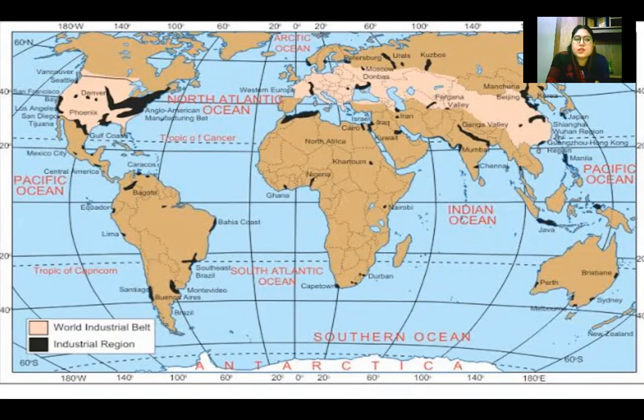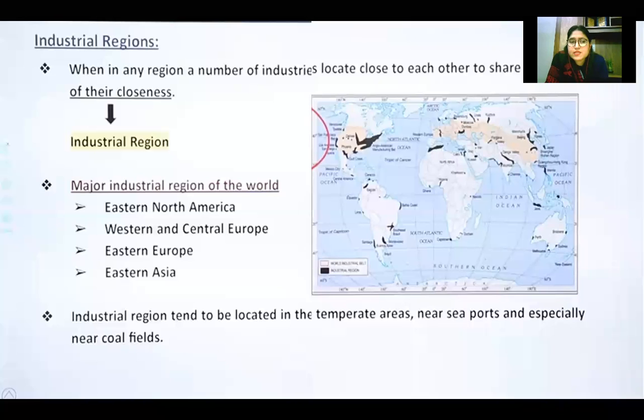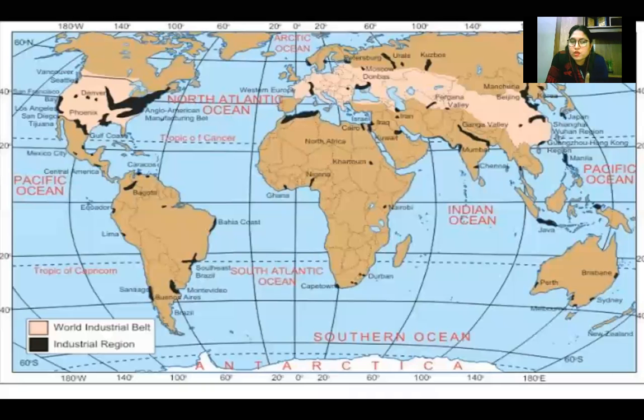So in North America, which part? Eastern. We are not talking about the belt. Don't focus on the belt, just focus on the industrial regions of America. So first is Eastern North America, this black shaded one. Then Western and Central Europe. You know where Europe is? This is the Europe part. Here, this one is Western and Central Europe.